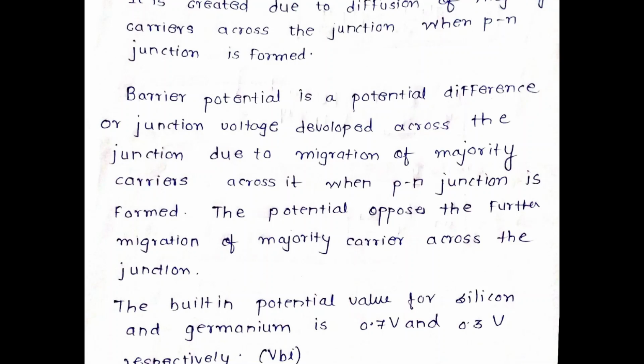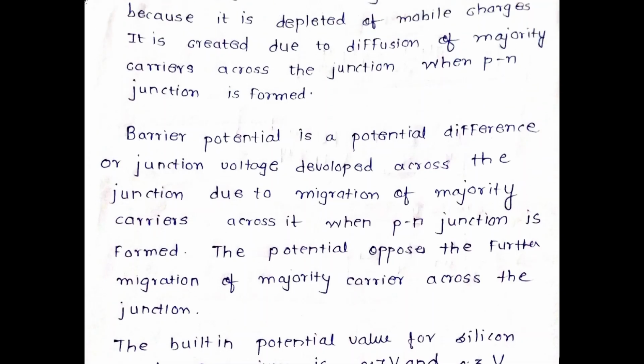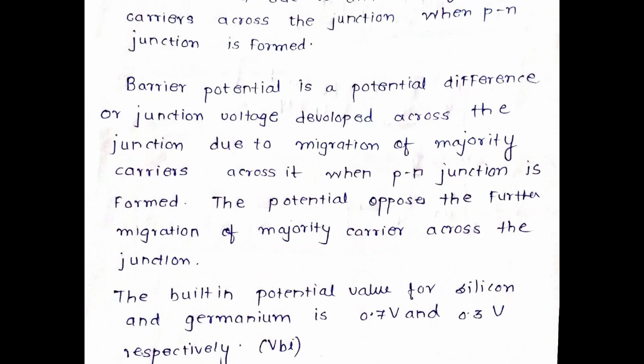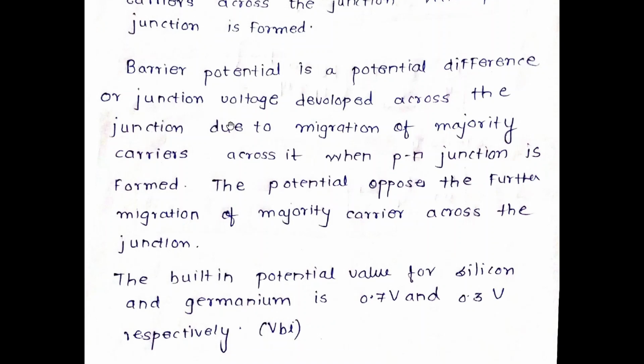Okay. So what is barrier potential then? If the region is called the depletion region, what is barrier potential? Barrier potential is a potential difference or junction voltage developed across the junction due to the migration of majority carriers across it when a PN junction is formed. The potential opposes the further migration of majority carriers across the junction. That is very, very important. So what happens is that this potential will restrict the diffusion of carriers from P to N and N to P.